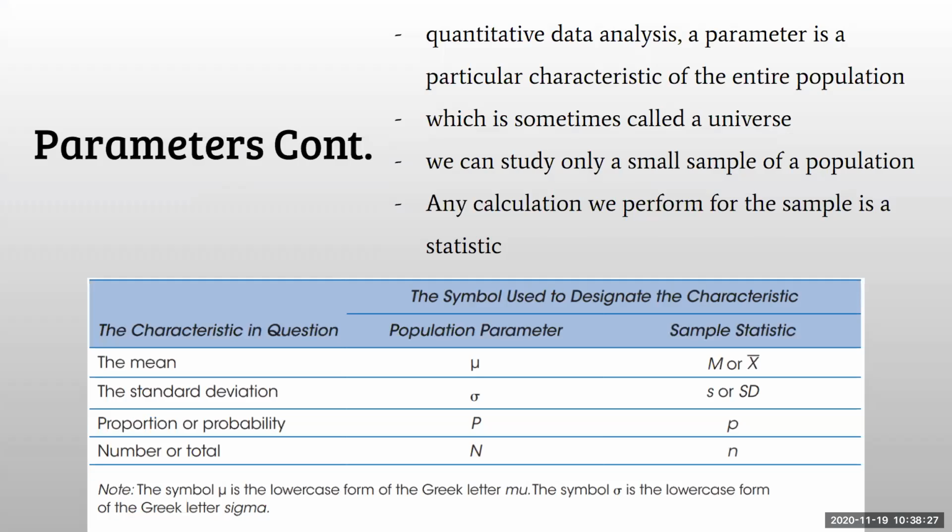On the next slide, quantitative data analysis. A parameter is a particular characteristic of the entire population, which is really similar to the inferential statistics that I just talked about, which is why sometimes it's also called the universe. We can study only a small sample of the population and draw a conclusion from there. And any calculation we perform for the sample is called a statistic. The table here presents a few commonly used symbols in statistical notation.